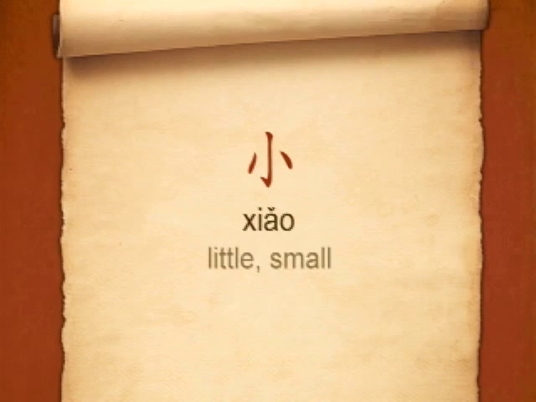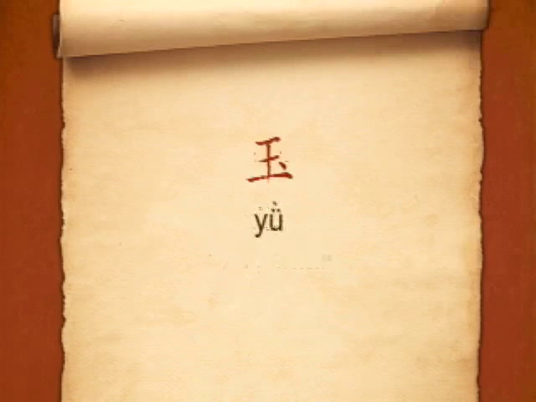The first syllable in the name 小玉 is the word 小, meaning little or small. 小 is said with the 3rd tone. Listen. 小, 小, 小. Now say it with me 3 times. 小, 小, 小.